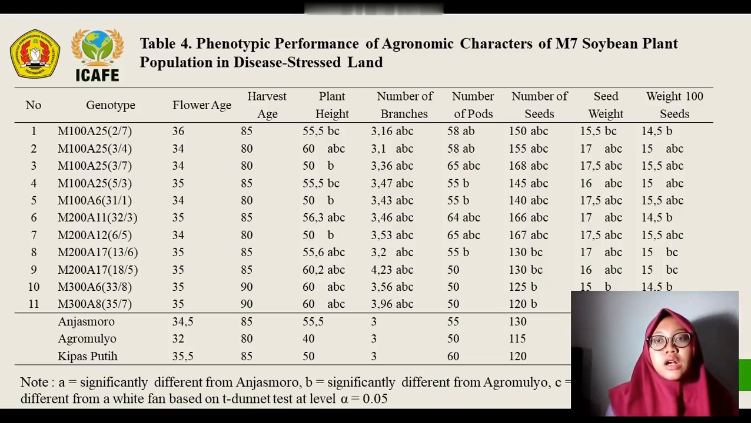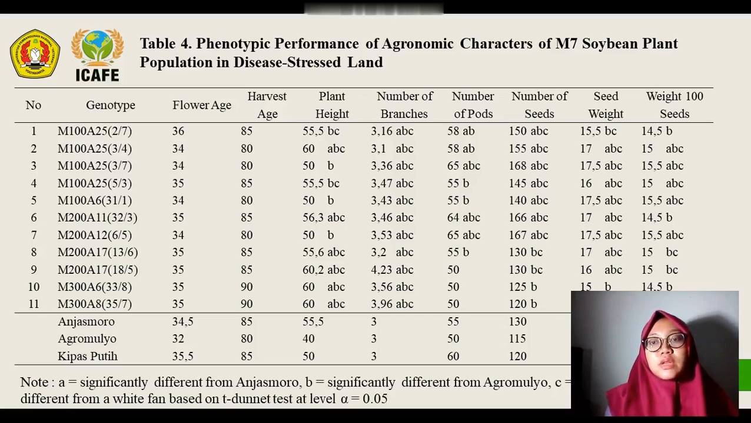In Table 4, about the phenotypic performance of agronomic characters of 7 mutant genotype soybean plants in disease stress, it shows that 6 genotypes were significantly different from the comparison varieties in the number of branches and plant height. 3 genotypes were significantly different from the comparison varieties in the number of pods. 7 genotypes were significantly different from the 3 comparison varieties in the number of seeds and seed weight. 5 genotypes were significantly different from the 3 comparison varieties in weight of 100 seeds.